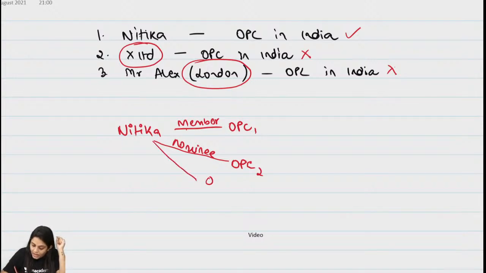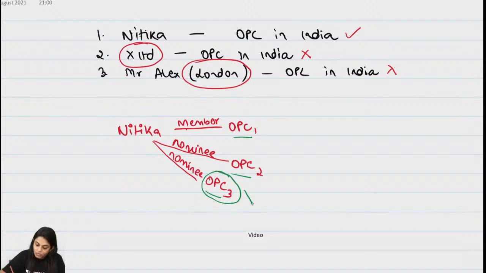Now another of Nitika's brothers started another OPC and he says, I also want you to be my nominee. Can she be the nominee of the third OPC? Nitika was a member of 1 OPC and a nominee of another OPC. Can she be the nominee of OPC 3 also? No, because I can be a member of only 1 OPC and at the same time a nominee of only 1 OPC, not more than 1. Did you understand?